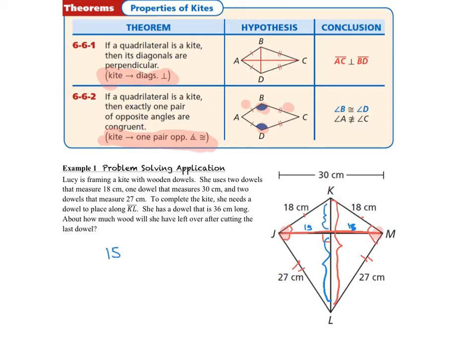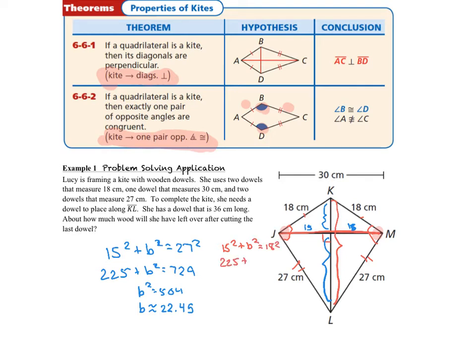So for the larger one, I have 15 squared plus b squared equals 27 squared. So let me calculate that. 225 plus b squared equals 729, I got b is about 22.45. Now let's change the color here, and I'll do the smaller right triangle, which has a hypotenuse of 18. So I've got 15 squared plus b squared equals 18 squared. So that's 225 plus b squared equals 324. So b squared is 99, and b is about 9.95.